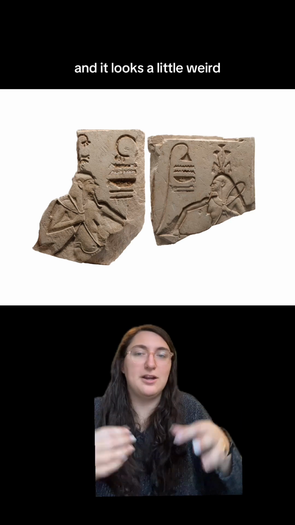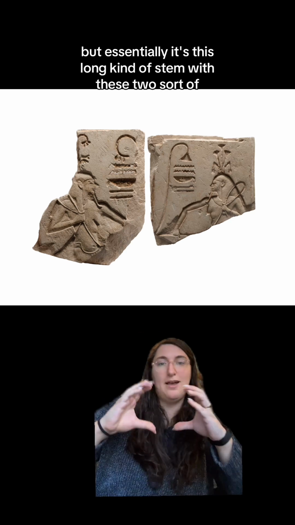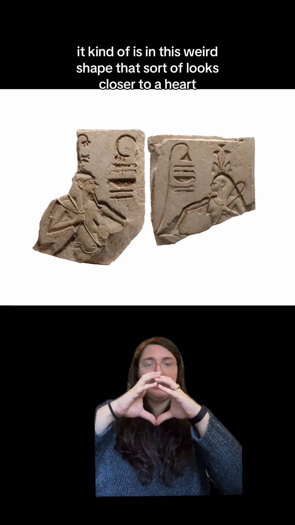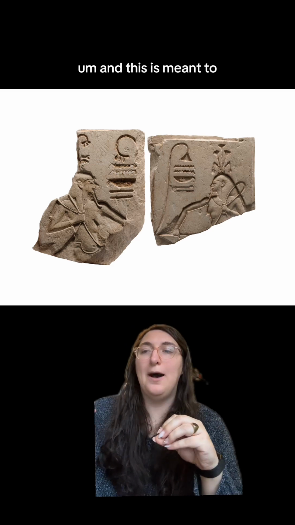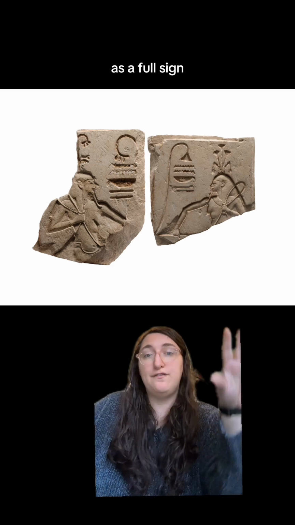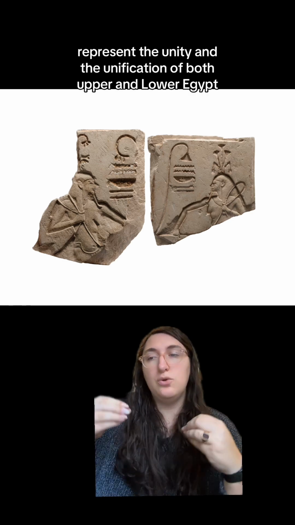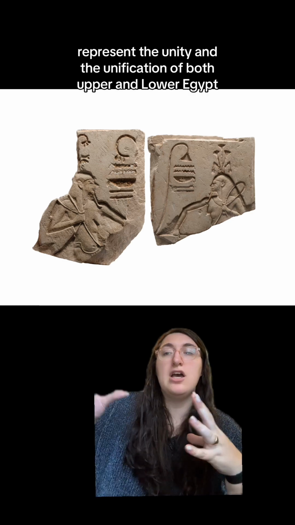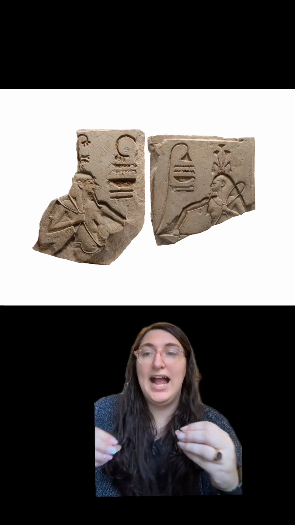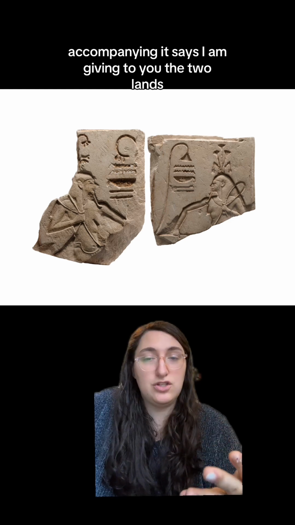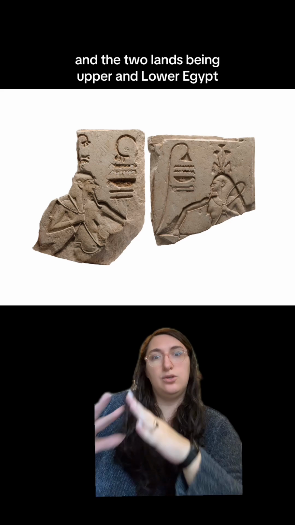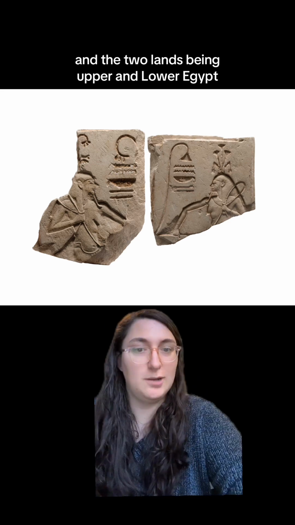And it looks a little weird, but essentially it's this long stem with these two, in this weird shape that sort of looks closer to a heart, but it is meant to be lungs. And this is meant to, as a full sign, represent the unity and the unification of both Upper and Lower Egypt. And the text that you can see here accompanying it says, "I am giving to you the two lands," and the two lands being Upper and Lower Egypt.